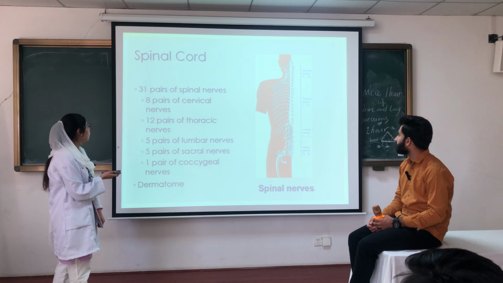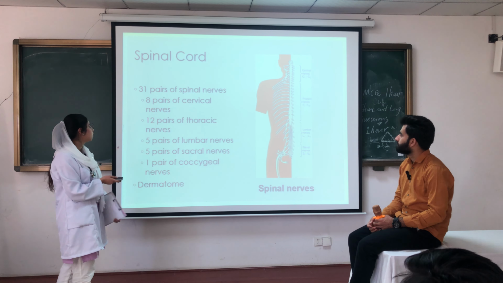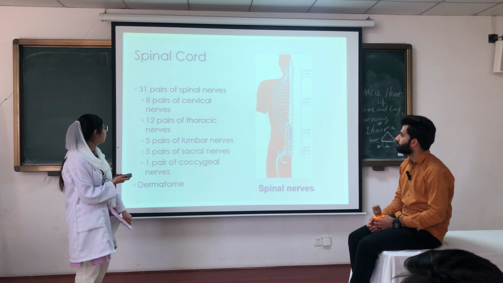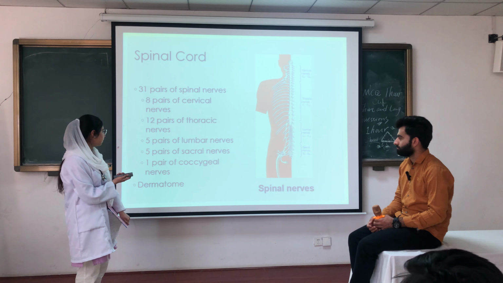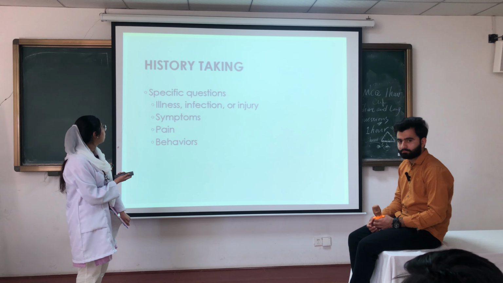Then spinal nerves. There are 31 pairs of spinal nerves: 8 cervical, 12 pairs of thoracic, 5 pairs of lumbar, 5 pairs of sacral, and 1 pair of coccygeal nerve.